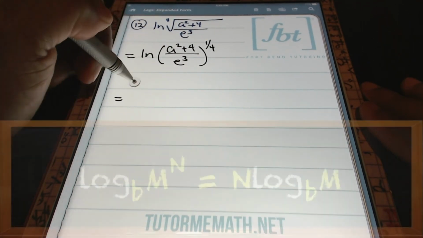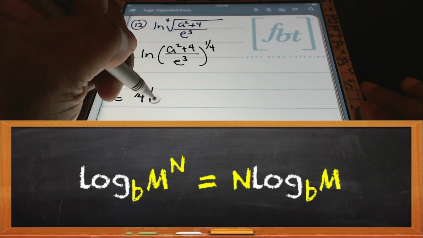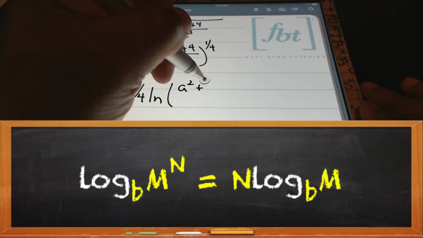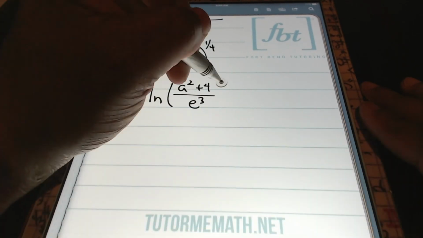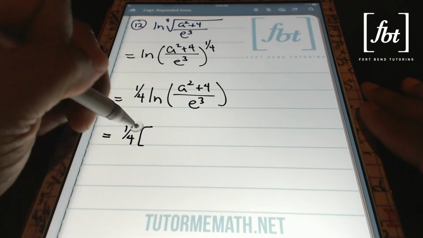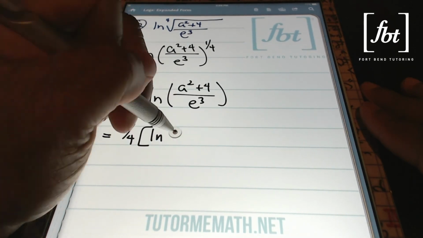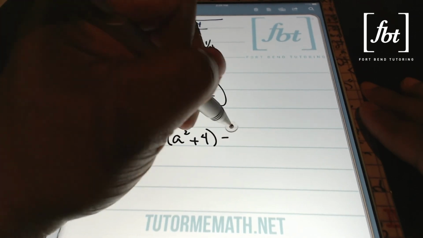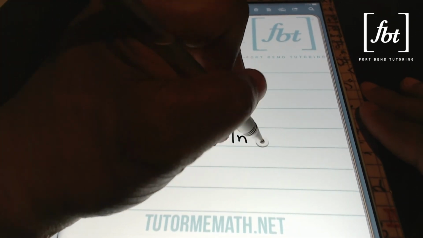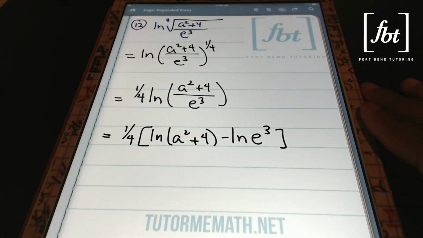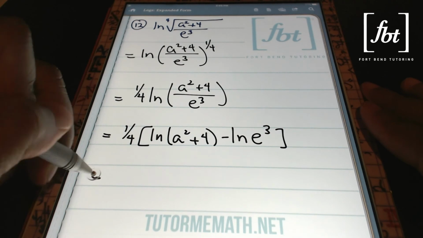Then we'll bring down that 1/4 as a coefficient, and we'll have the natural log, of course, of a squared plus 4 divided by e cubed. Then from there, we'll rewrite this as 1/4 times the natural log of the numerator, which is going to be a squared plus 4, minus the natural log of the denominator. So that's the natural log of e cubed there, and that will complete our brackets. Now we'll simplify within the brackets.